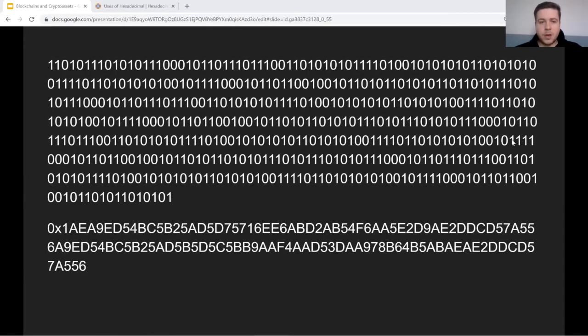So what I have here on my screen is a bunch of random binary, which I've converted to hexes down below. The key takeaway here is that the information density is much greater in hexadecimals, which is ultimately one of the reasons why we use it.